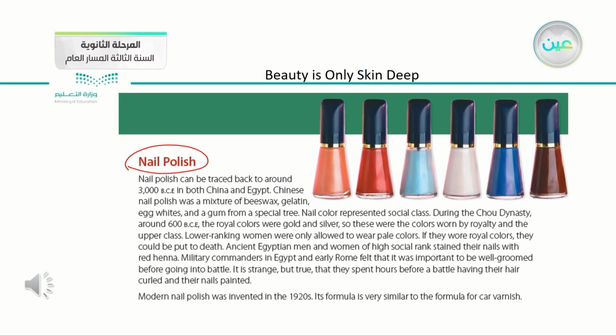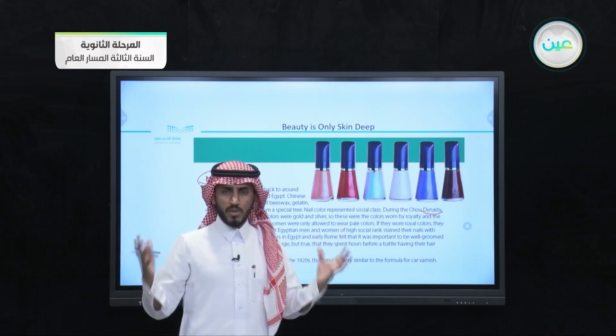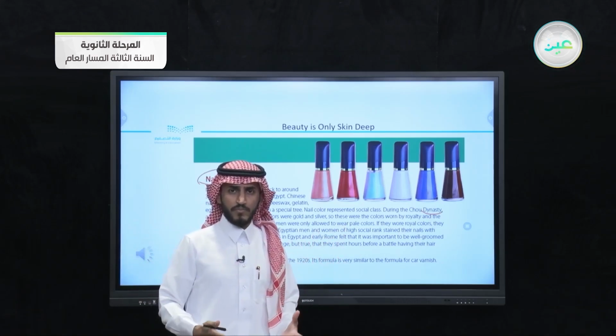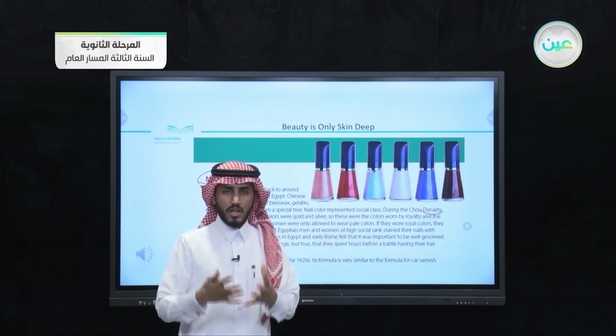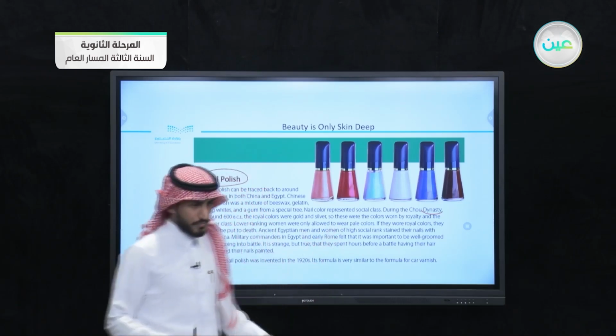Okay, now we have listened to the last part, which is nail polish. There are some words we will talk about, or we will start with Zhou dynasty. The word dynasty means the children, the boys, or the sons and daughters of someone. So the Zhou dynasty means the sons and daughters of Zhou.